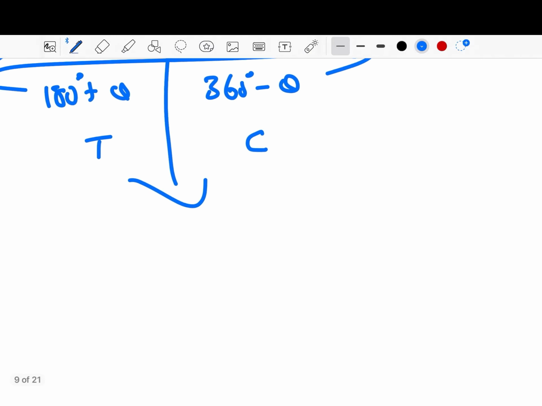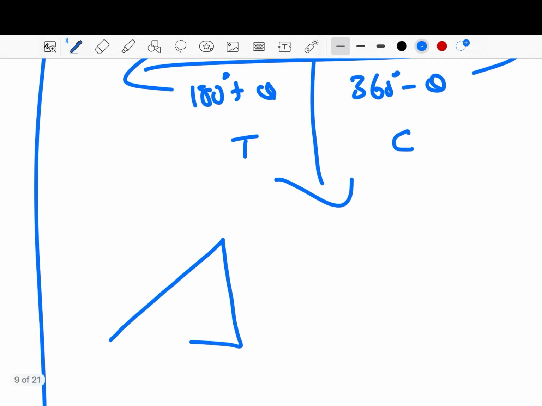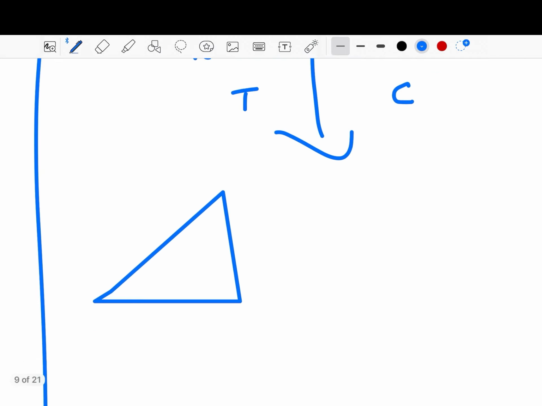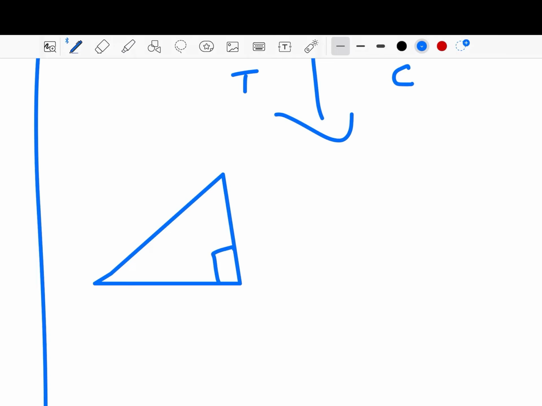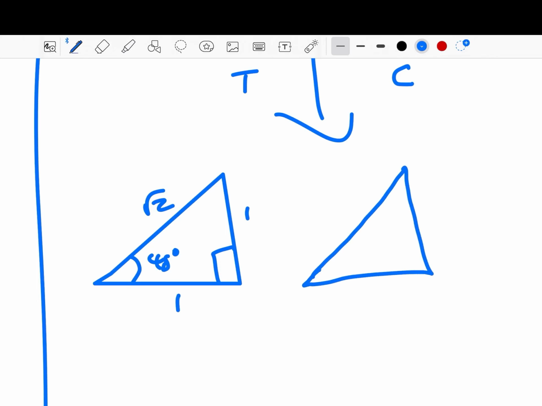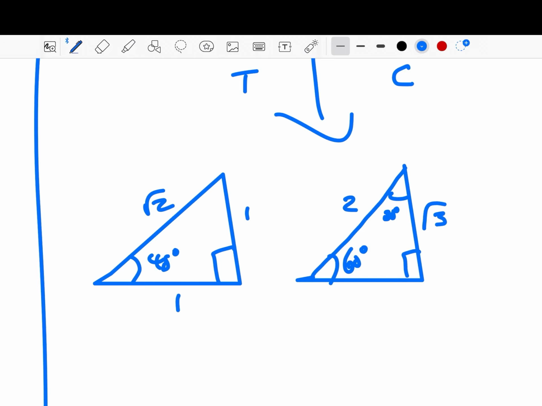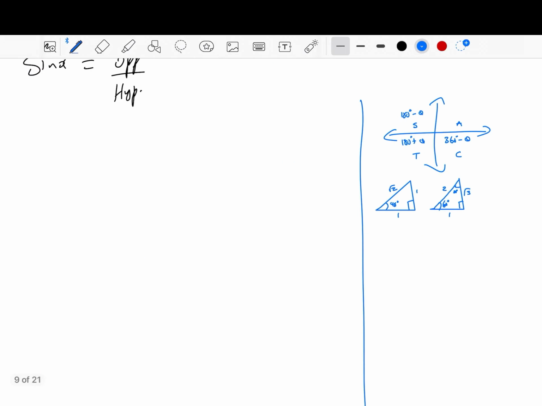And you need to know a couple of things. You need to know this because we're going to be calculating without a calculator. So if you have a triangle and this is 45 degrees, this is going to be 1 and 1, and this is going to be square root of 2. Again, if you have a right angle triangle, and this is 60 degrees and this is 30 degrees, you should know that this is square root of 3, this is 2, this is 1. These are things that you need to remember.